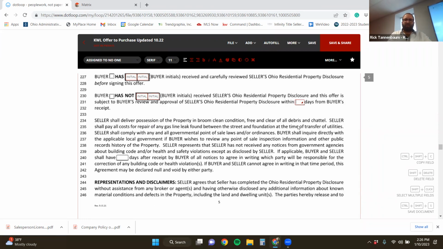Seller's gonna deliver the property in broom clean condition, free and clear of all debris and chattel. Again, just free and clear of personal property unless it's been negotiated in there.